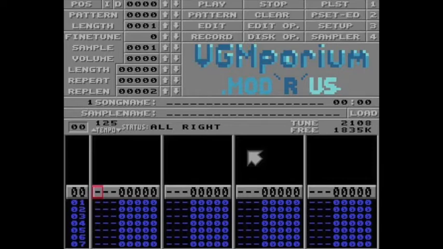It is actually the very first musical module format. Before there was .it, .s3m, .xm, what have you, there was .mod. And it got its start on the Amiga. And I would try to explain how it happened, but I just can't really do it.